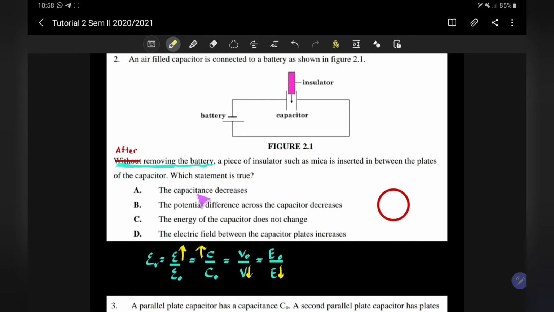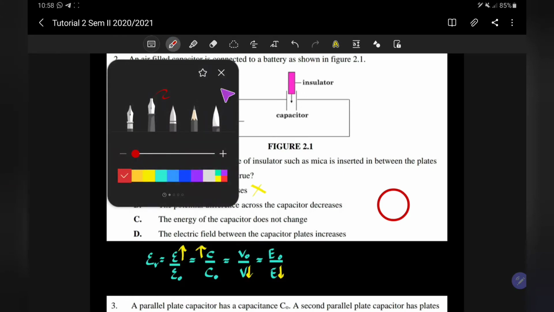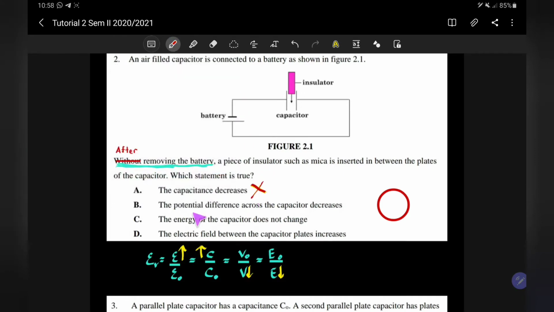For the first one, the capacitance decreases. It's wrong, because C just increased. Okay, so that one is wrong. The potential difference across the capacitor decreases. The potential difference decreases because it is inversely proportional to C, correct. The energy of the capacitor does not change. We need to check the equation of energy: U equals half QV. Since V decreases with Q constant, the energy decreases, so that is also wrong. So the best answer is B.